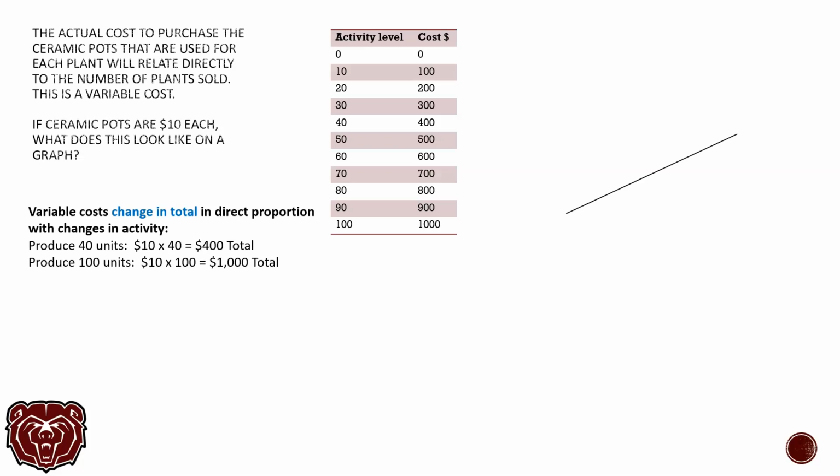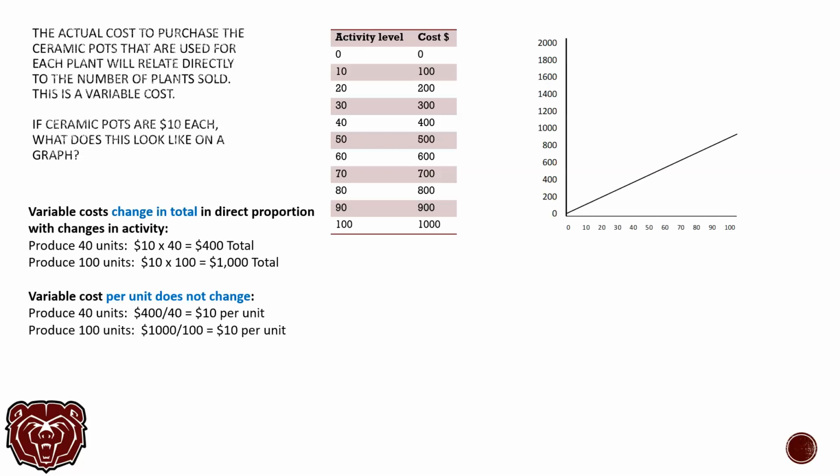So variable costs change in total in direct proportion to changes in activity. If we produce 40 units, you can see here, 40 units is going to cost us $400. If we produce 100 units, it's going to cost us $1,000. The variable cost per unit does not change. It remains the same. So here we can see we intercept the y-axis at the 0 because we're starting at a 0 activity level, and as we increase our activity level, our graph rises.